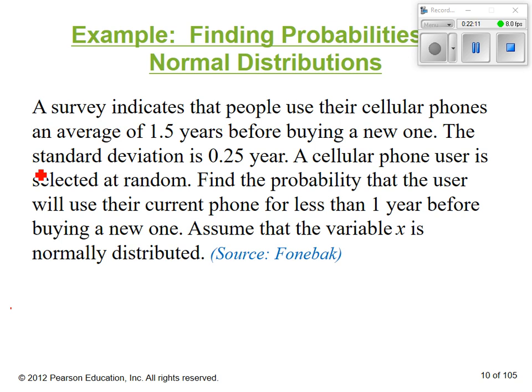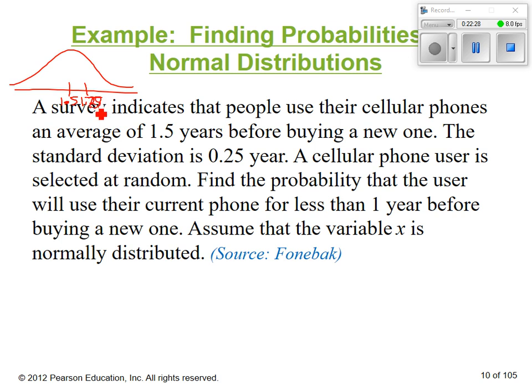So we're saying that we believe this is normally distributed. Right here in the center is our 1.5. That's our mean. Then we go up to 1.75, just adding on one standard deviation.